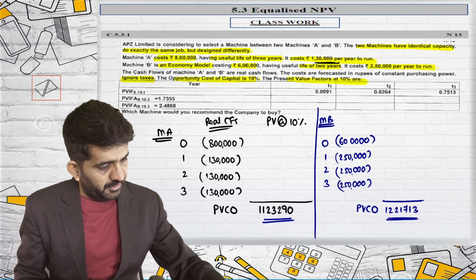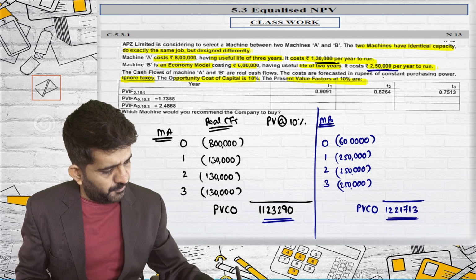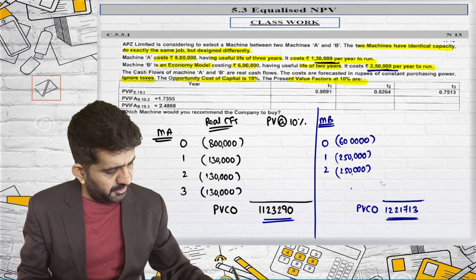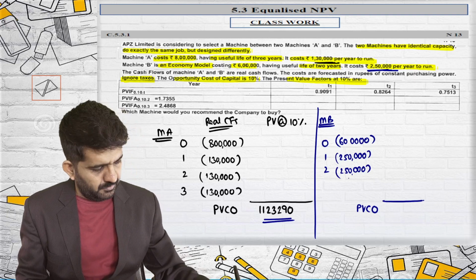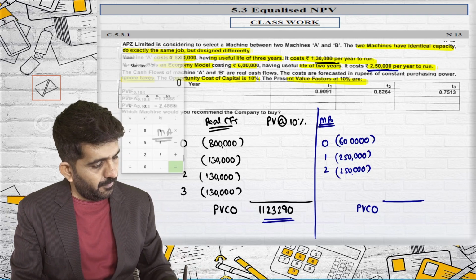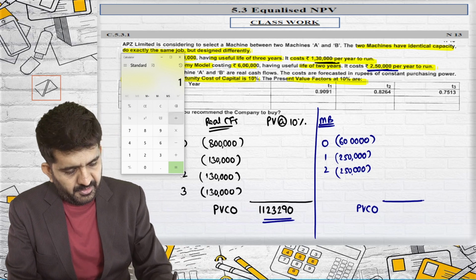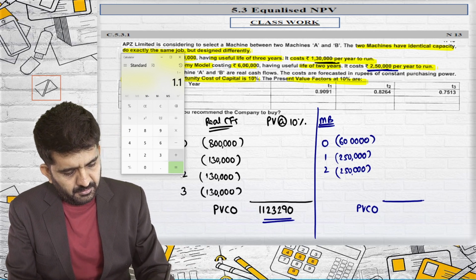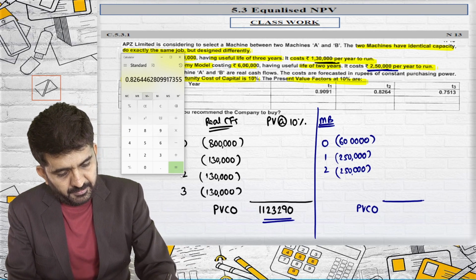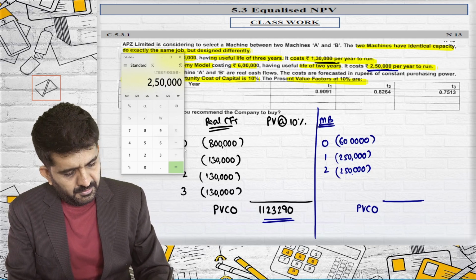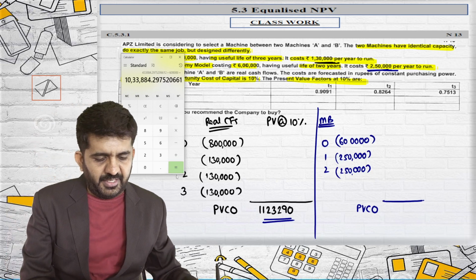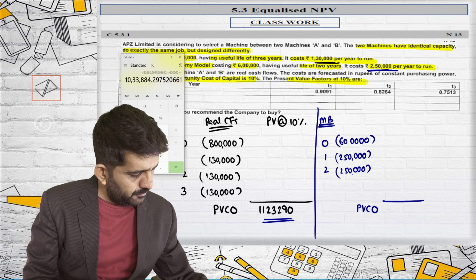Sorry, it is my mistake. 2,50,000 is just for 2 years. It is not for 3 years. So I'll have to find out the present value of cash outflow. 1 divided by 1.1 is equal to, GT, multiplied by 2,50,000 plus 6 lakhs. It is 10,33,884.